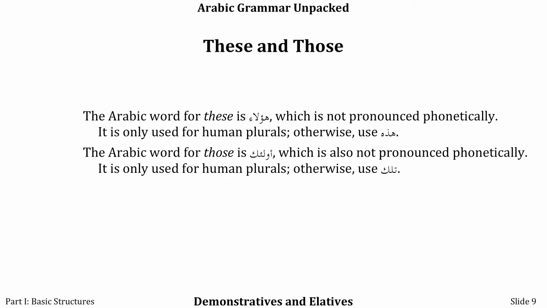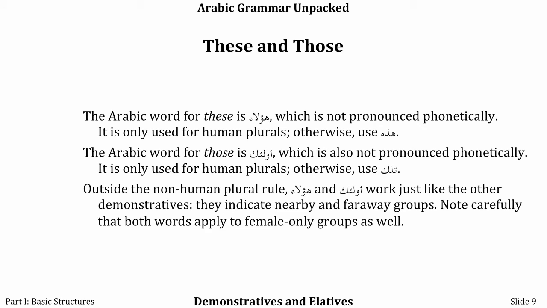We only use ha'ula'i for referring to people. Its counterpart for those is ula'ika. Say it again, ula'ika, which is difficult to pronounce and also not at all spelled phonetically. And it, like ha'ula'i, is only used for human plurals. Otherwise, use tilka. Same thing. A non-human plural is feminine singular, which gives us special rules for these and those people, as opposed to these and those objects. Outside the non-human plural rule, ha'ula'i and ula'ika work just like the other demonstratives. They indicate nearby and far away groups.